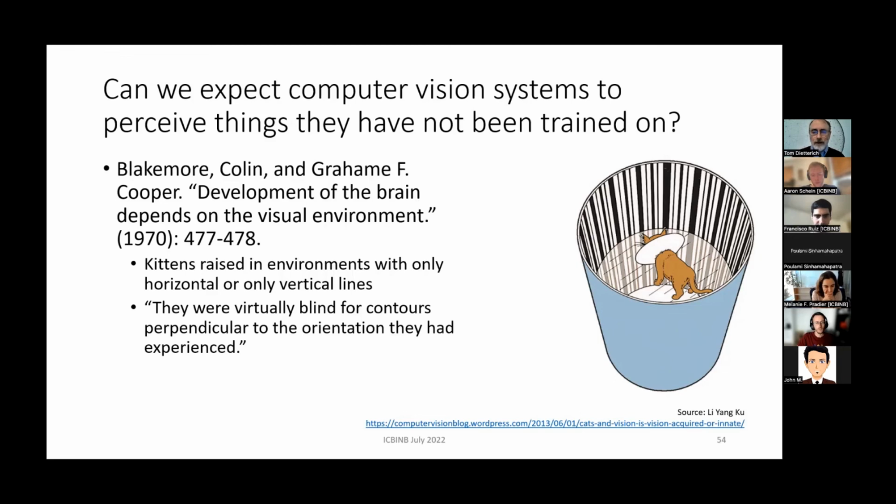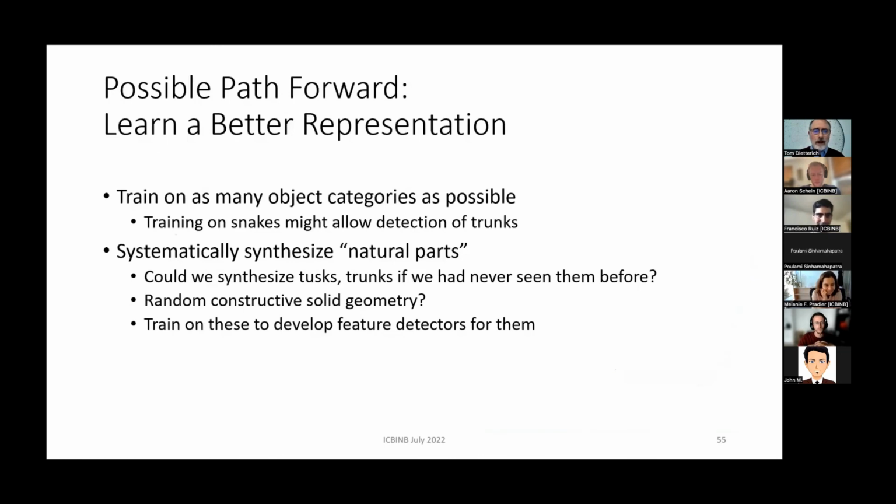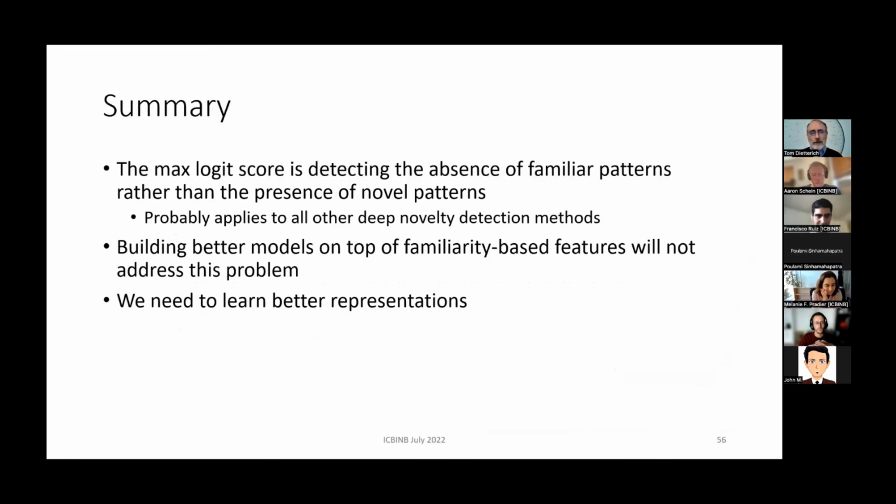Maybe a little bit like our immune system learns to recognize things it has never seen, through a kind of evolutionary diversification process. Maybe that's an analogy that might work. Okay, so the summary is: the max logit score works very well, but it works because it's detecting the absence of familiar patterns rather than the presence of novelty. This probably applies to all other deep novelty detection methods, which probably share the same weakness.